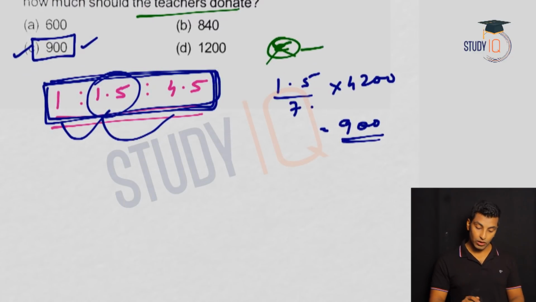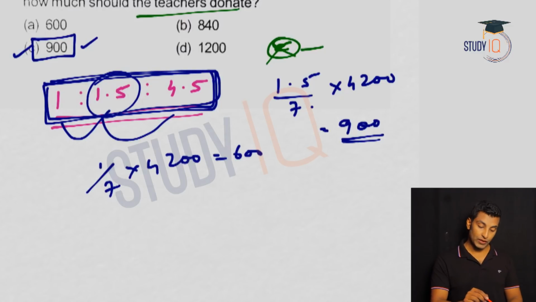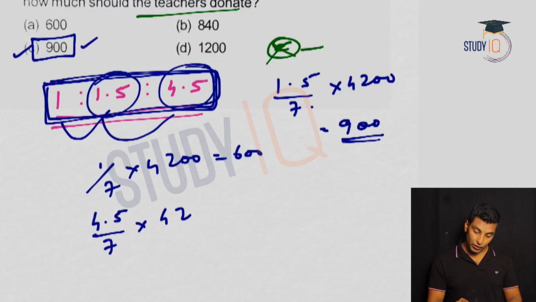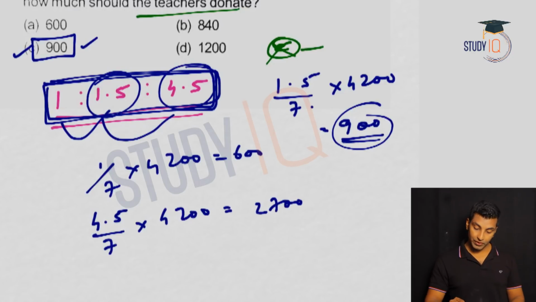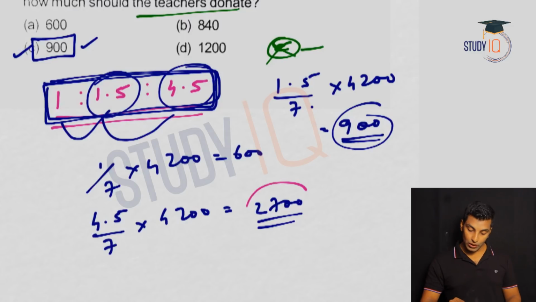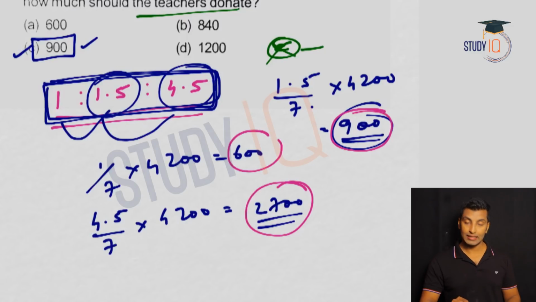If it was the contribution of the student, it will be 1 by 7 into 4,200, that will be 600. Okay, so if the student, then answer option A. What about the external benefactor's contribution? It is 4.5 divided by 7 into 4,200, that will be 3 times of this, that is 2,700. Okay, so these are the contributions: 2,700, 900 and 600. Now when you add this, you'll get 4,200.